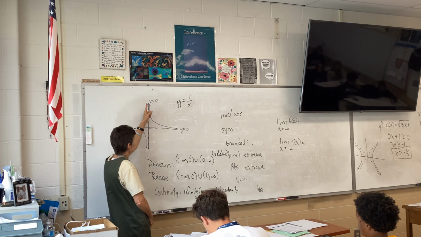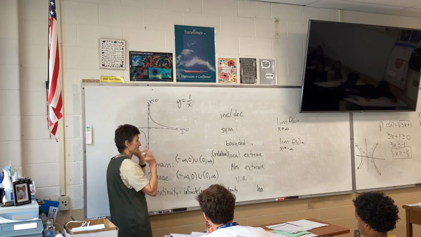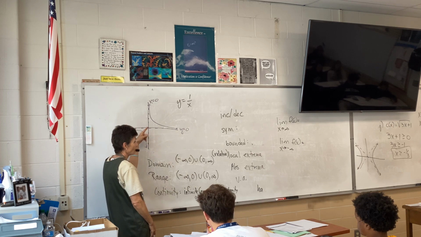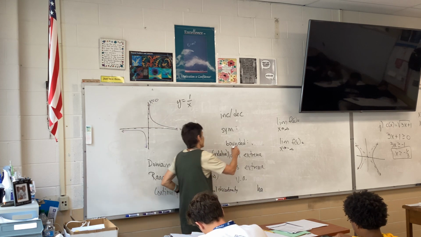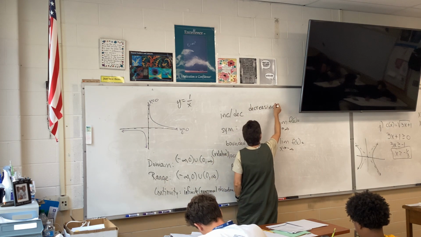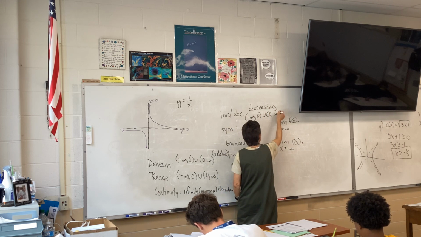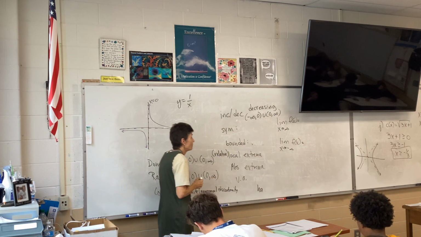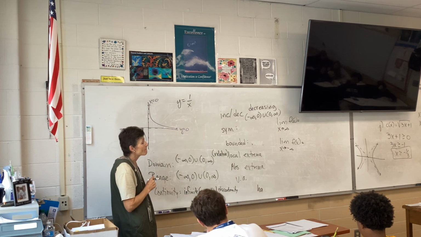All right, increasing or decreasing? Decreasing on both. Remember, left to right. Which way's my pencil going? Down. This is decreasing, from negative infinity to 0 and from 0 to infinity. That thing is decreasing the whole time. We just say decreasing on its domain.